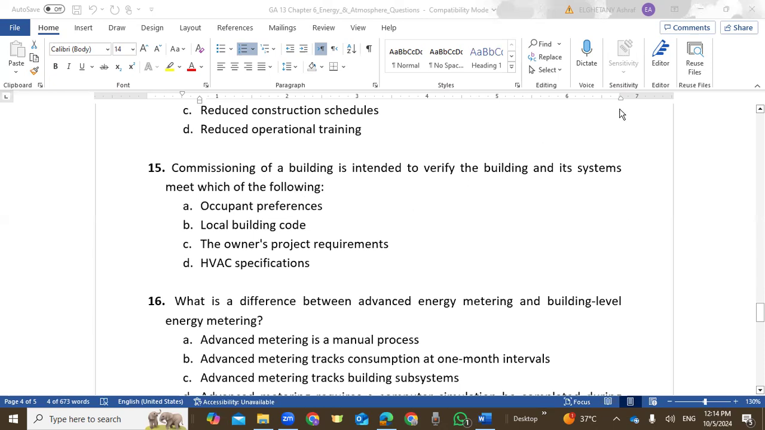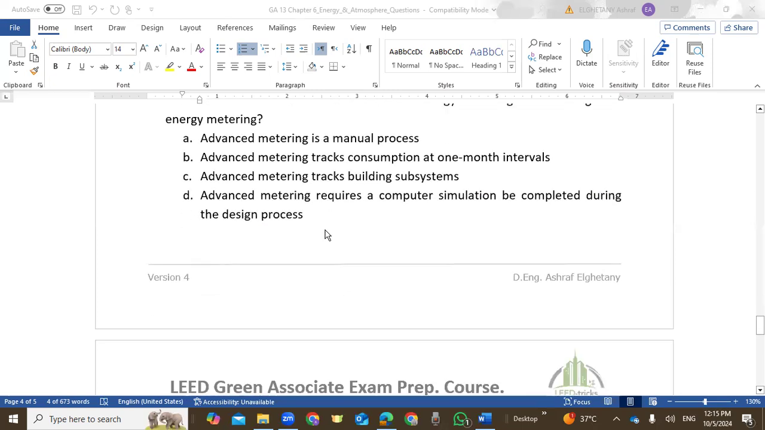Next one is commissioning. It's about the commissioning credit, fundamental and enhanced. Commissioning of a building is intended to verify the building and systems meet which of the following? Do you remember? Exactly, the owner's project requirements. Yes, C. That's right.